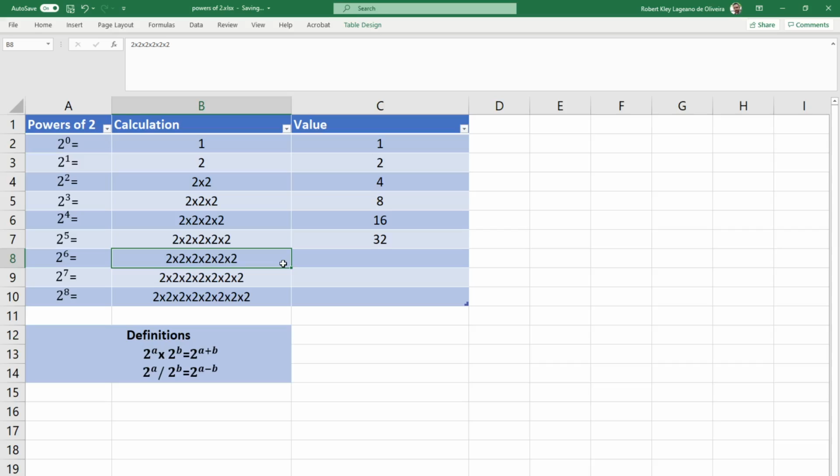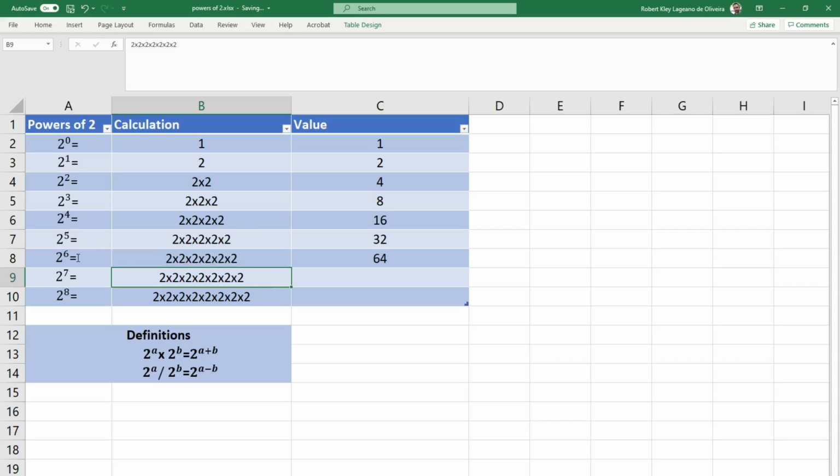Now this is a very special one. 2 to the power of 6 is multiplying the number 2 six times. Okay. One more time, I can just take the previous one and multiply by 2, or I can just do the multiplication one by one. So 2 times 2 is 4, times 2 is 8, times 2 is 16, times 2 32, times 2 again 64. So this is a 64.